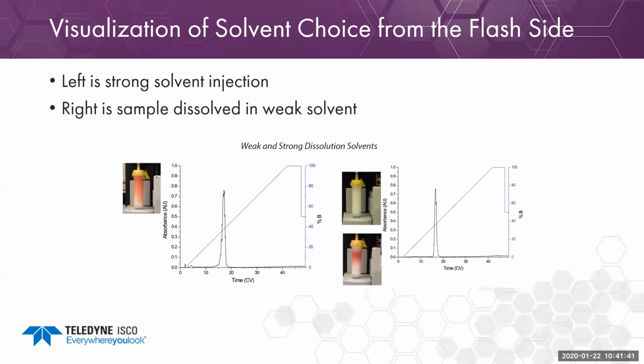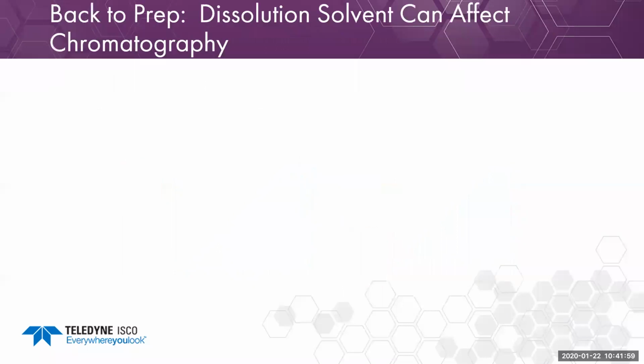And with the actual chromatography, you can see the peak width of about, let's say, 5 minutes on the left versus 3 minutes on the right. So you can see the band broadening just by loading in a strong solvent. So we want to try to dissolve it in the weak solvent for our sample loading.